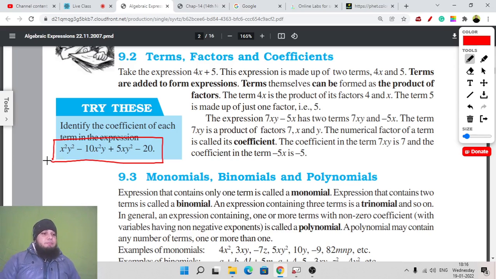See it carefully. x square y square is one term, minus 10x square y is the second term, plus 5xy square is the third term, and minus 20 is the fourth term. Four terms are there. Clear or not?